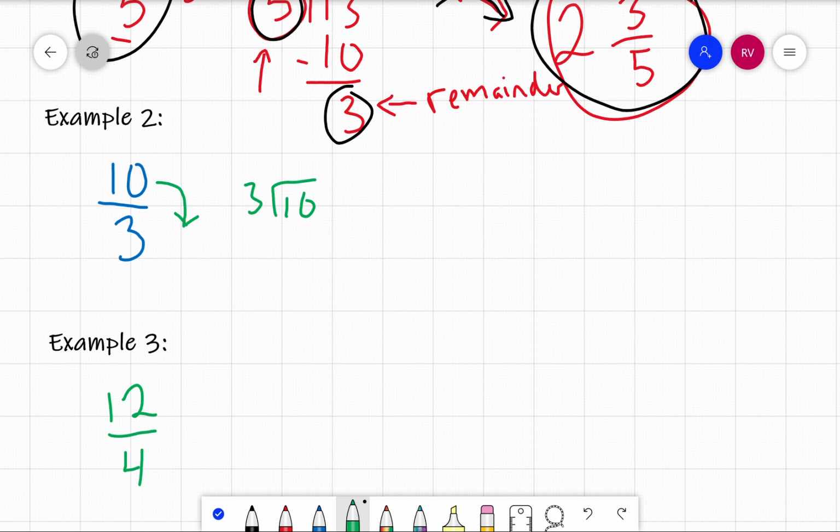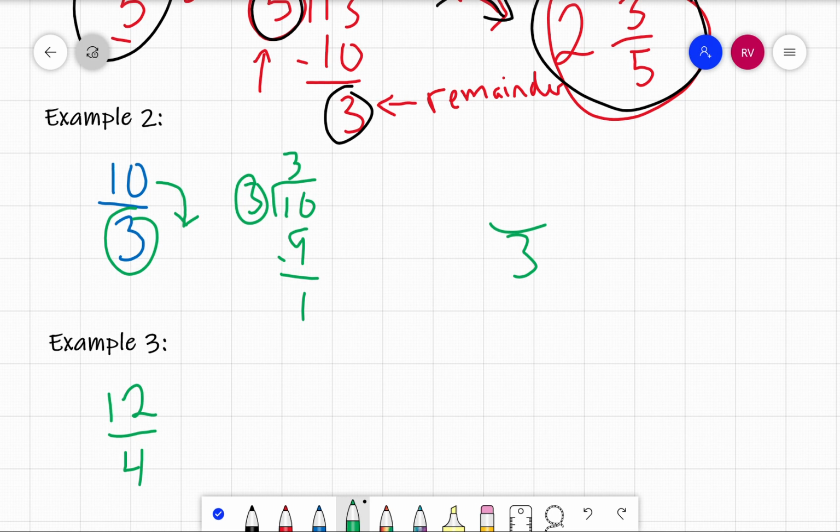So 3 goes into 10. We know 3 times 3 is 9. So we know 3 goes into 10 3 times. So 3 times 3 is 9. We have our remainder of 1. Okay, so like we said before, our denominator doesn't change. So we can right away write that over here. We know that that does not change.